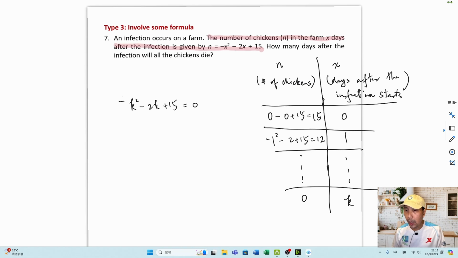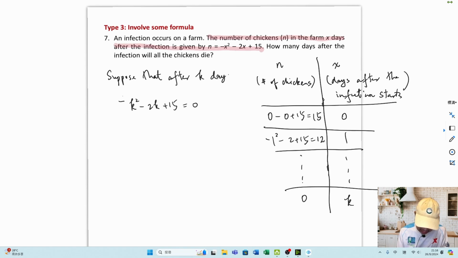Okay, at the beginning we need to specify the definition of k. Suppose that after k days all chickens die. Okay, we set an equation and try to solve it. Because at the beginning, negative k squared minus 2k plus 15, I don't like the negative sign at the beginning, so I times negative 1 to both sides.